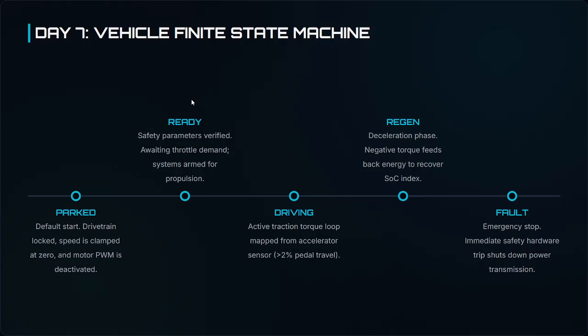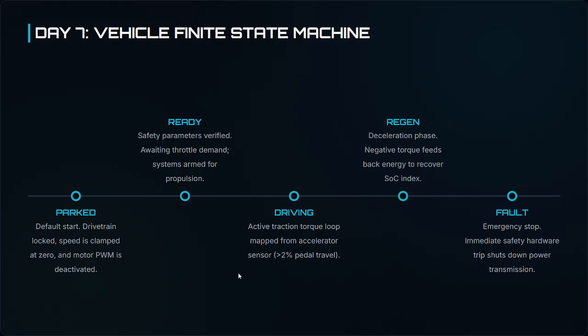In day 7, vehicle finite state machines, I created a vehicle finite state machine. A secure EV cannot be operated in a single continuous loop. It must navigate defined safe operational states. We designed 5 states: parked, ready, driving, regen, and fault.